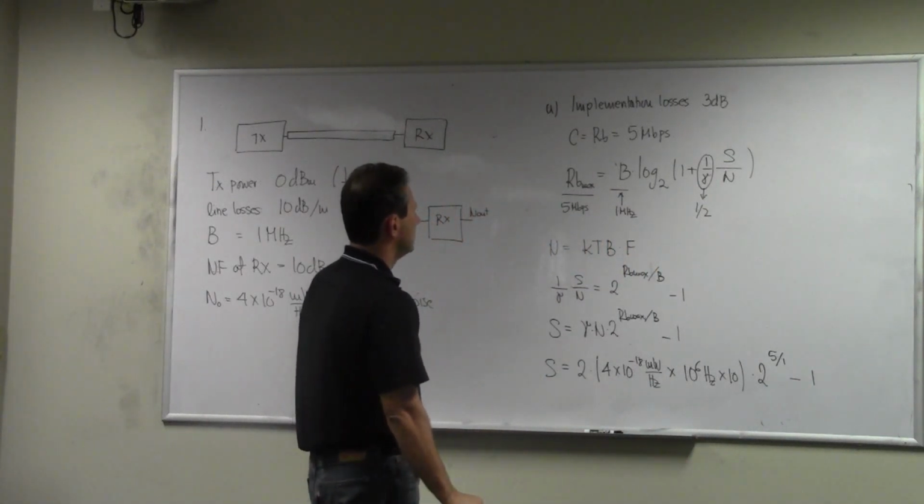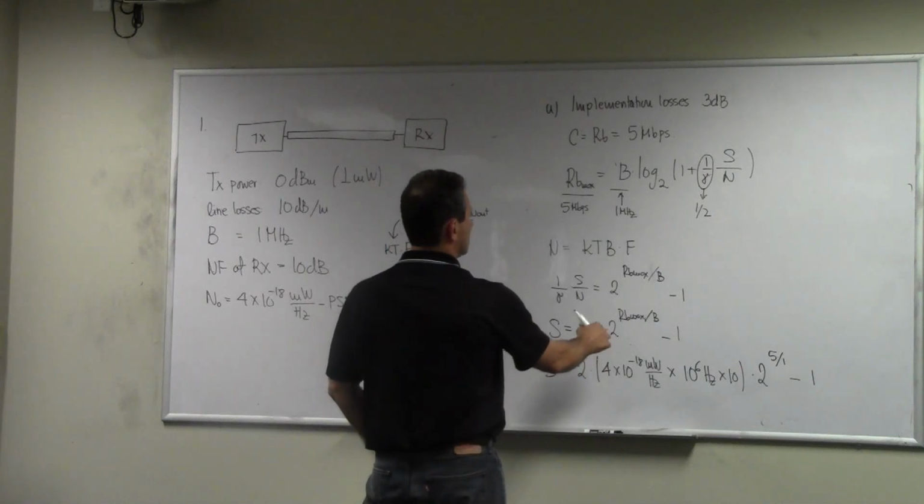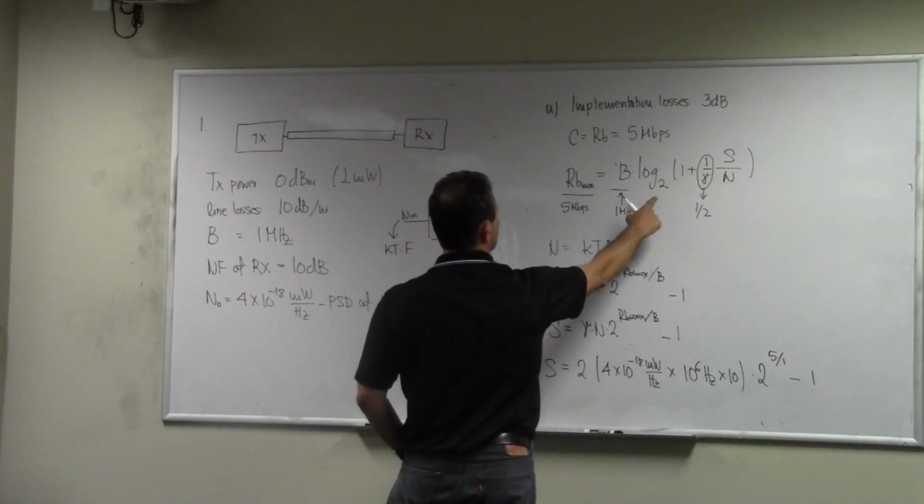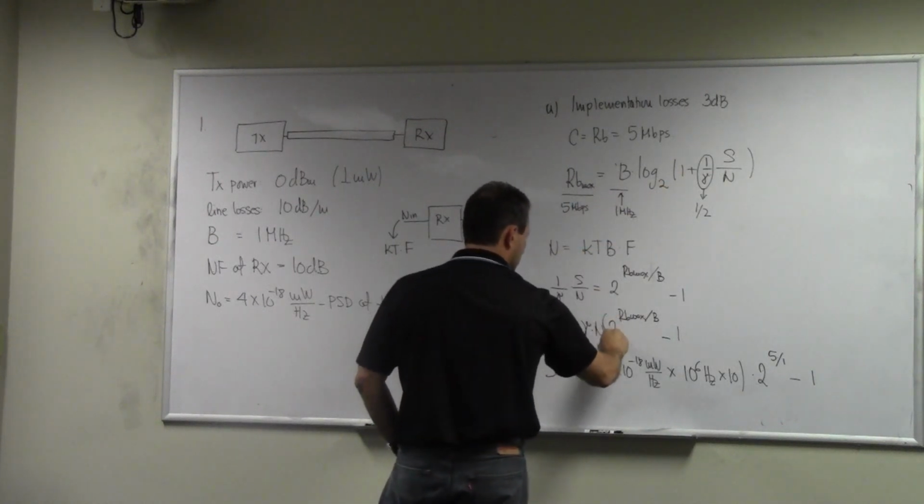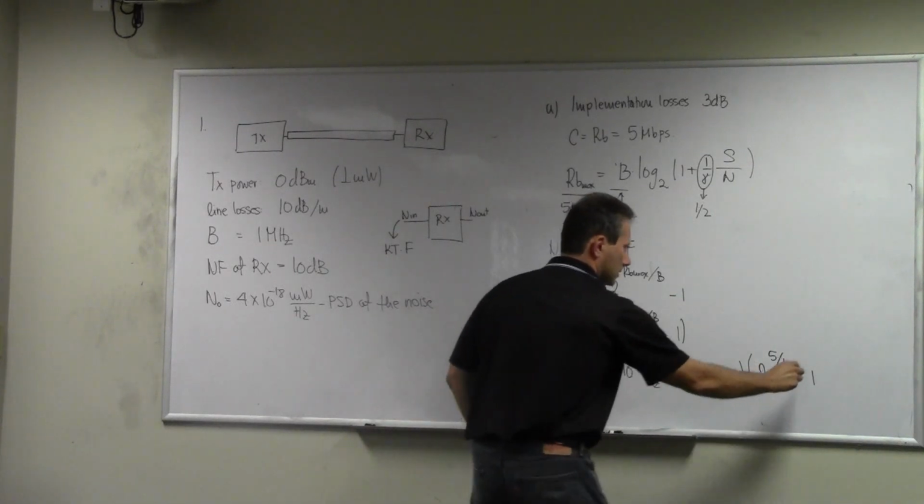And I have a feeling that there is some parenthesis missing somewhere. So 2 to this minus this, and then this whole thing multiplied, right? Yeah.